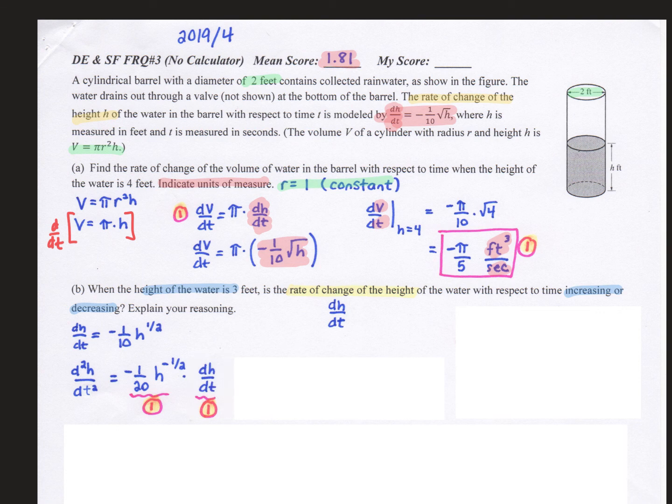You earn a point for this step in the second derivative, and a point to write dH/dt, showing that you did that implicit differentiation. So now I need to replace this dH/dt. I have what it's defined as right up here.